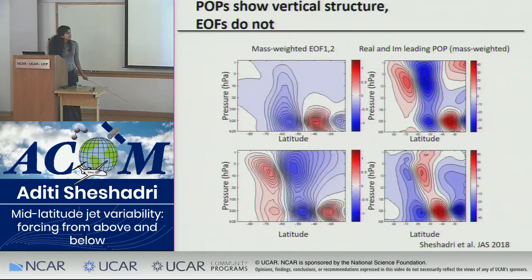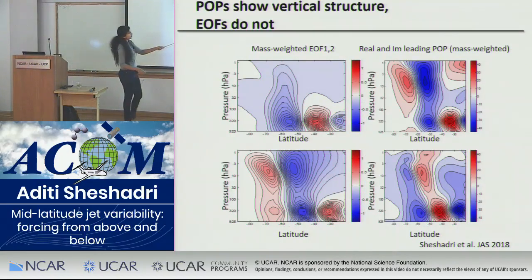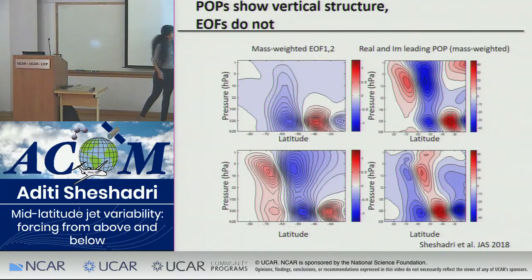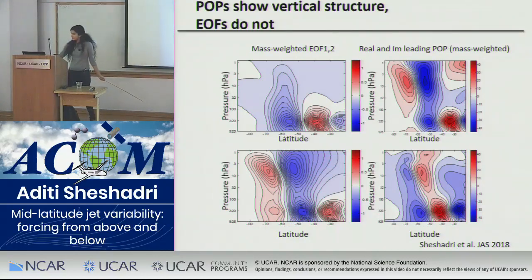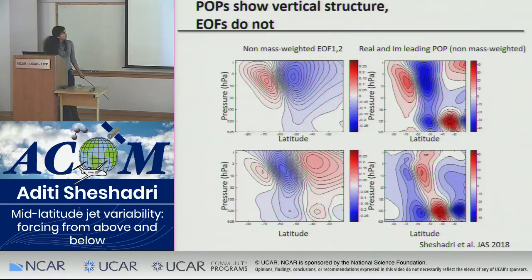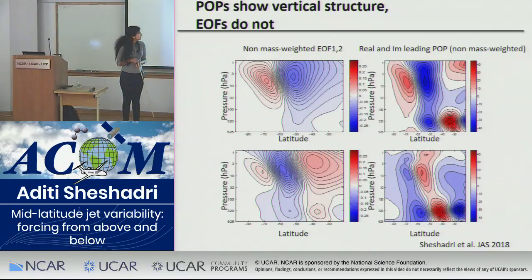On the right, sorry, is the leading POP that emerges from this analysis. This is the real and the imaginary part. Now, if I go back and forth, you see that the EOFs change in structure, but the POPs do not. And it's possible to show this analytically. If you care, you can look up the appendix of my paper. But POPs are independent of how you weight your data. The eigenvalues and the eigenvectors look identical whether or not you weight your data with pressure or latitude, whatever you want to do. So the POPs can actually be used to look at the coupling of the deep troposphere-stratosphere system.